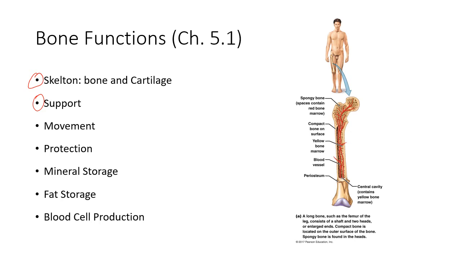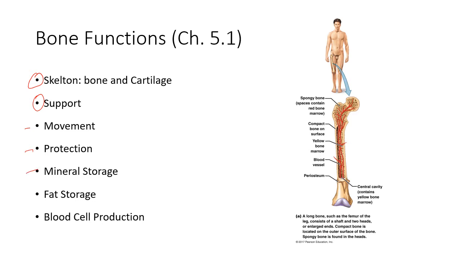For example, our skeleton works with our muscles in order to allow us to move in our environment. Portions of our skeleton, like our rib cage, our skull, our pelvic girdle, really work to protect our soft organs. Our brain is a very vulnerable organ, and so the skull protects that structure of our body. We have a lot of soft organs within our rib cage that are protected.